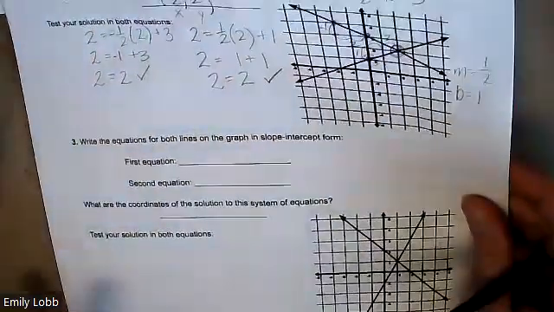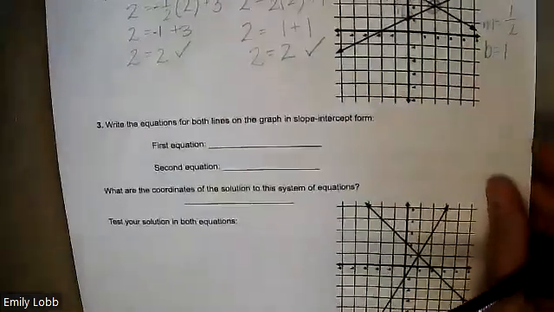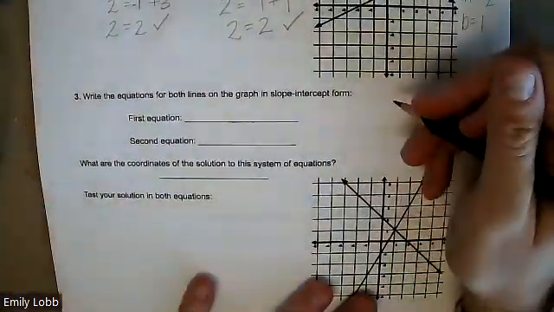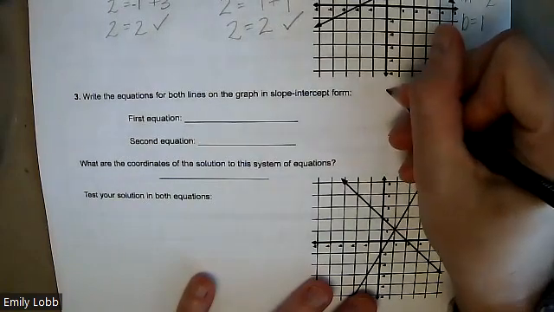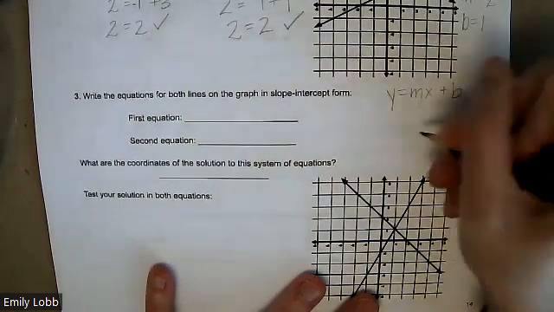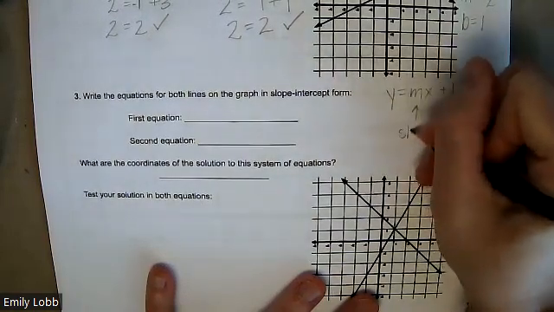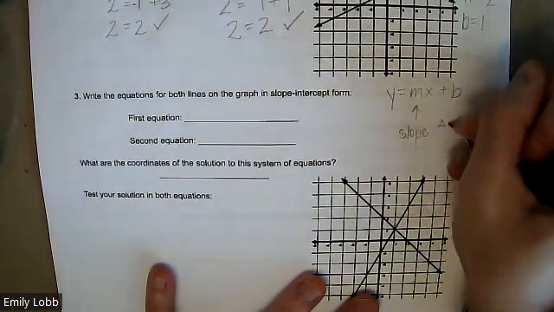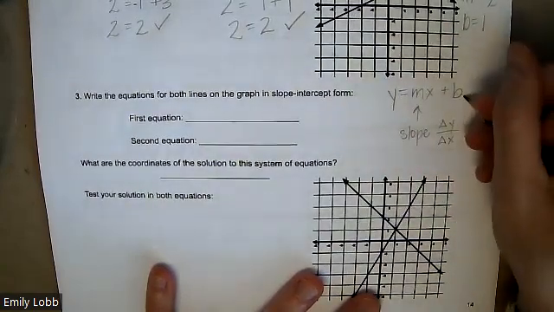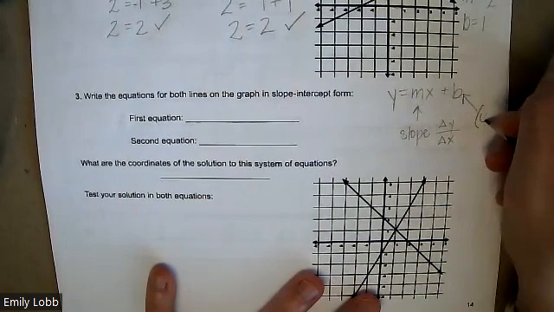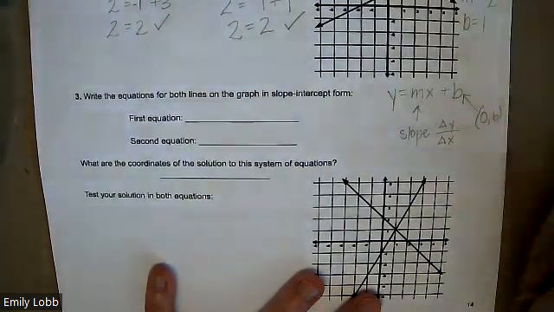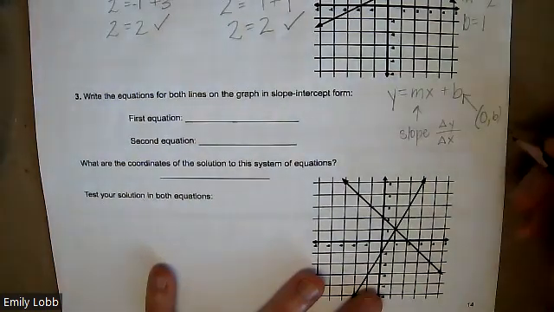Try number 3. You're right. It doesn't matter which one you call the first and which one you call the second. Remember, your slope is your change in y over your change in x. And b is the point (0, b), your y-intercept.